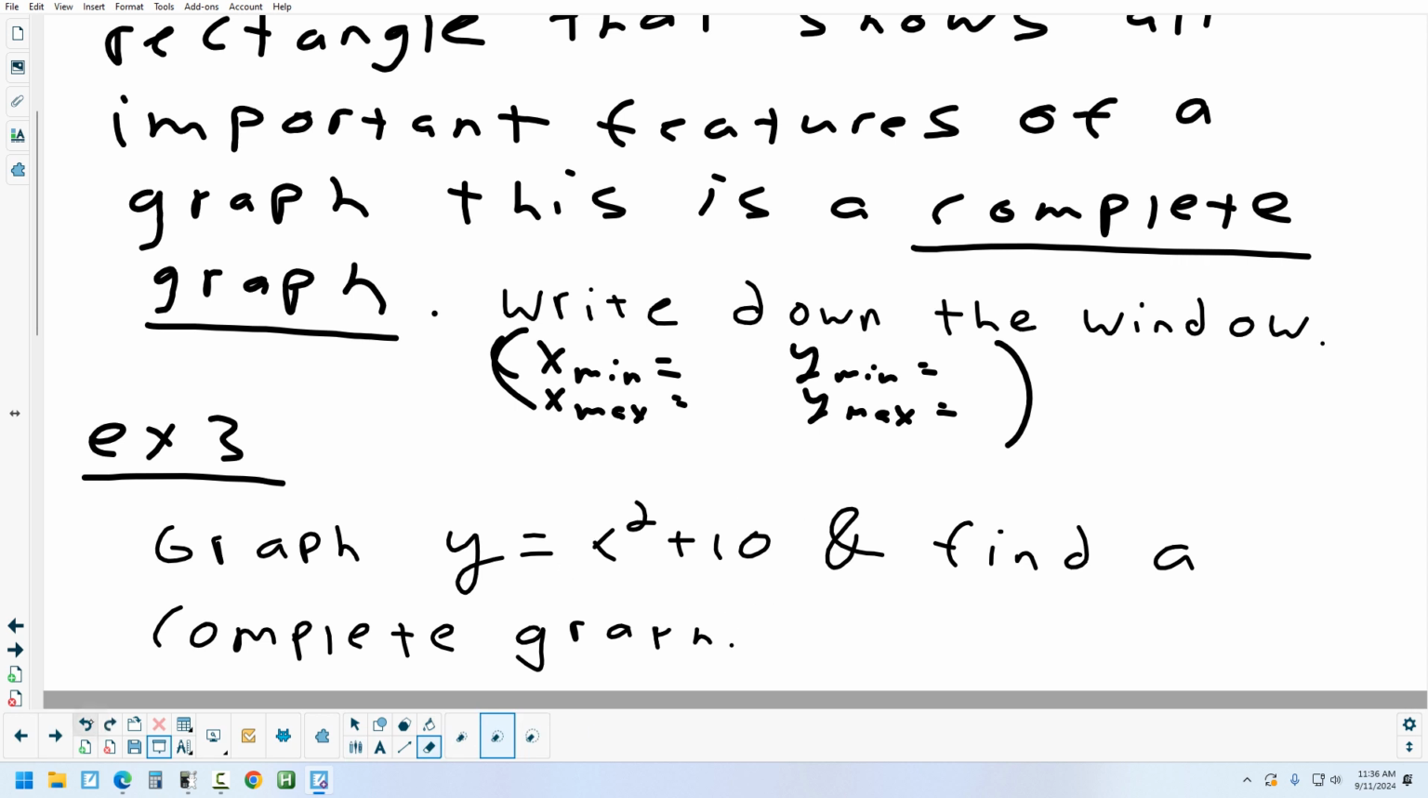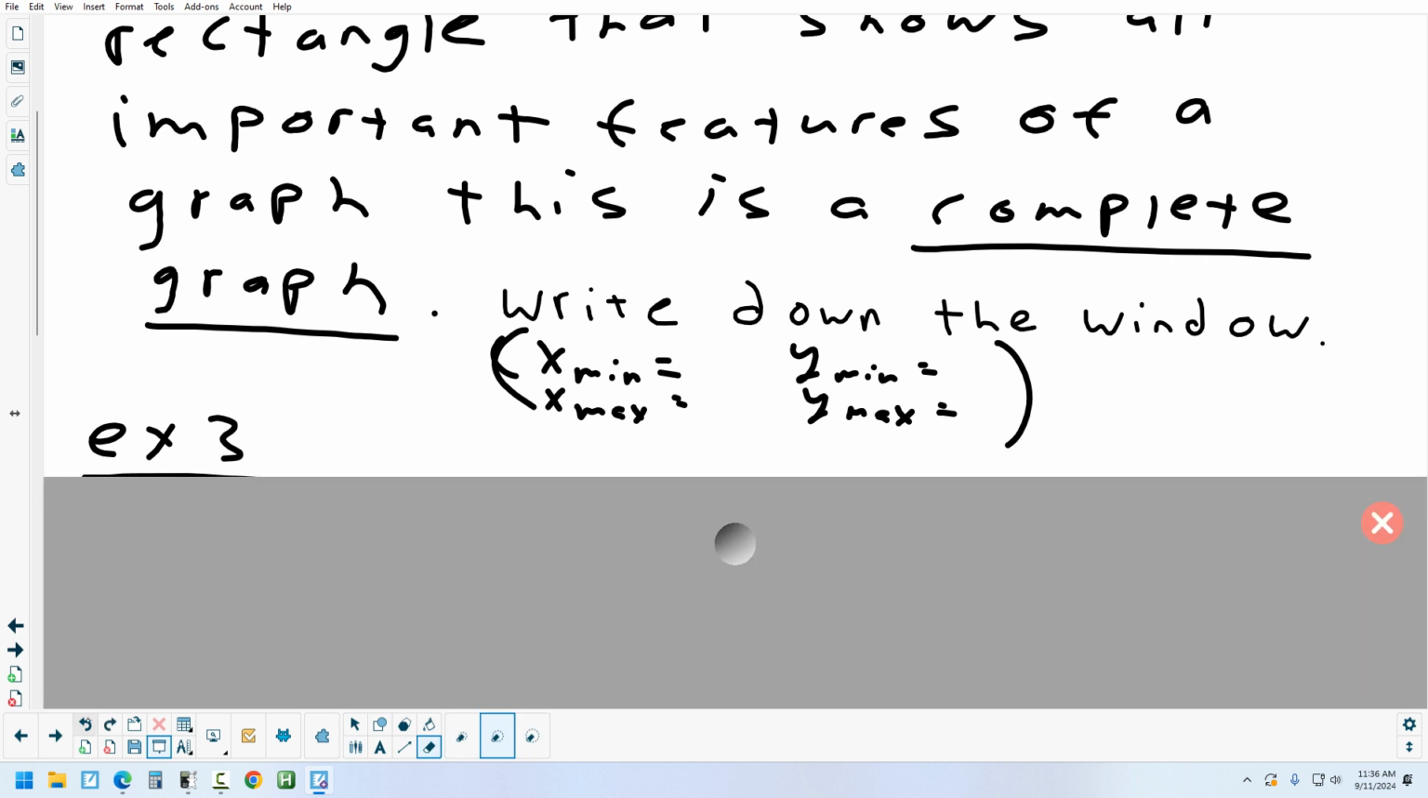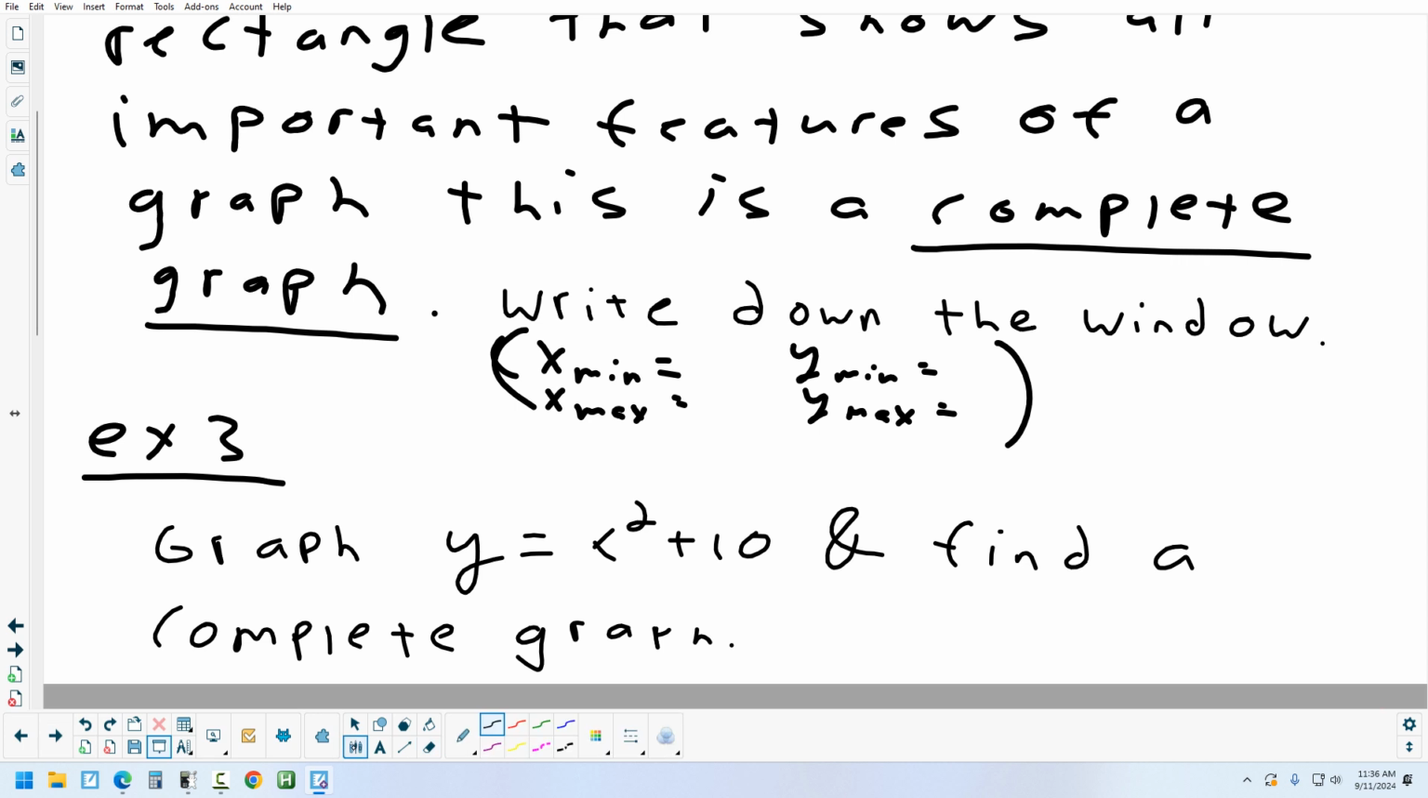Well, before I erase it, can you tell me, if you did a standard window, would x squared plus 10 show up in the standard window? You had a parabola that opens up. No. Yeah, if the vertex of the parabola is 10 units up from the origin and it opens up, standard window isn't going to show that.